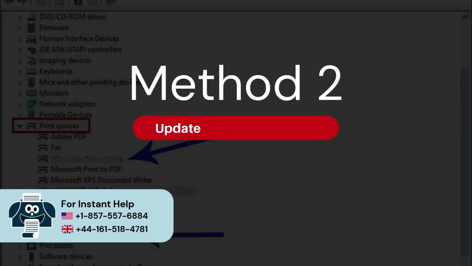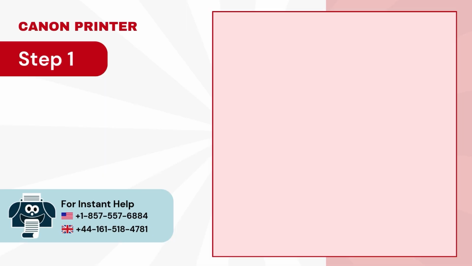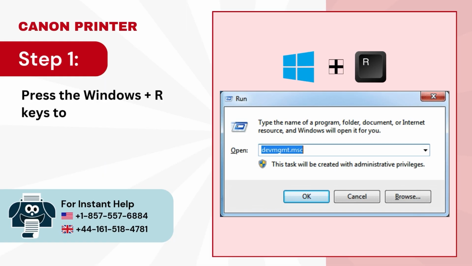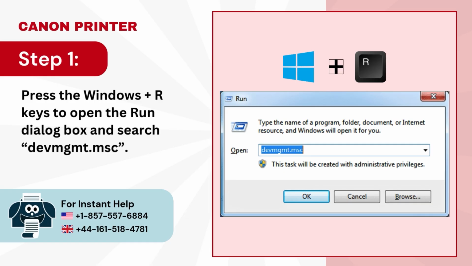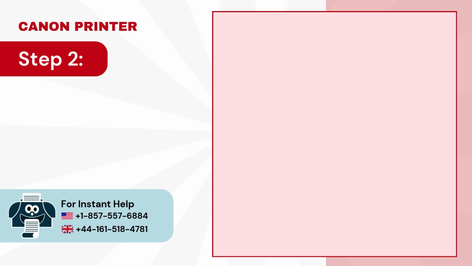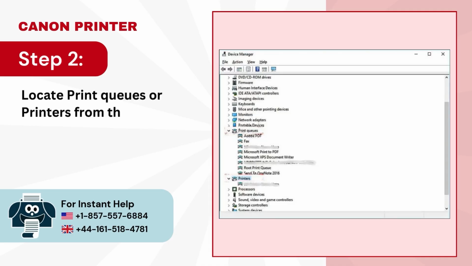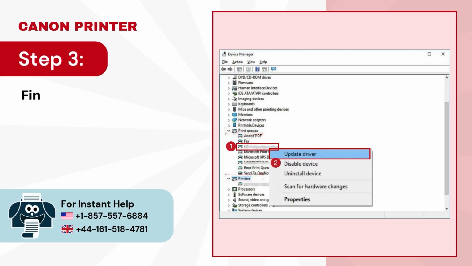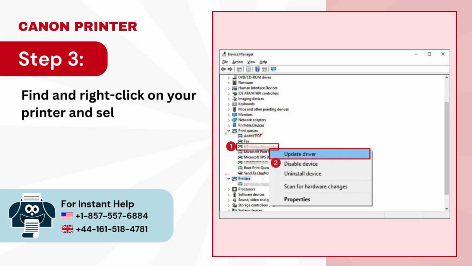Method 2. Update your printer driver. Step 1. Press the Windows plus R keys to open the Run dialog box and type devmgmt.msc. Step 2. Locate Print queues or Printers from the list, then expand it. Step 3. Find and right-click on your printer and select Update Driver.